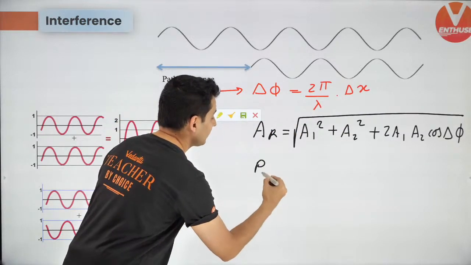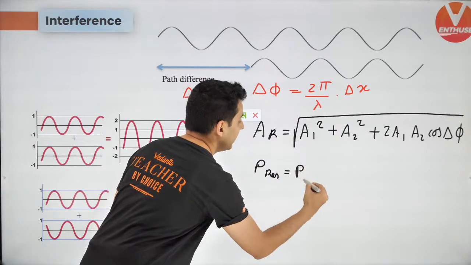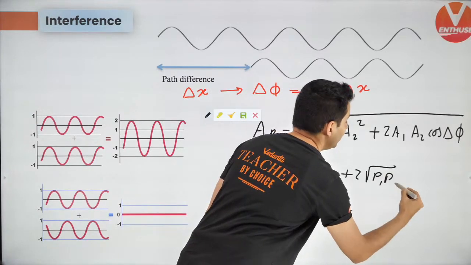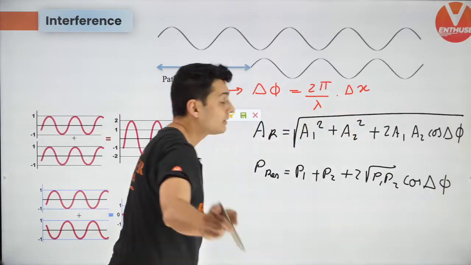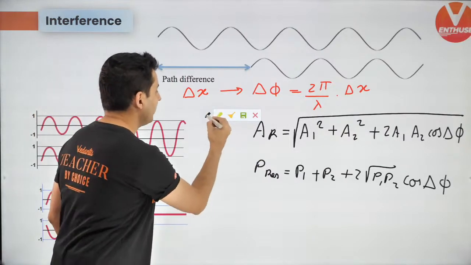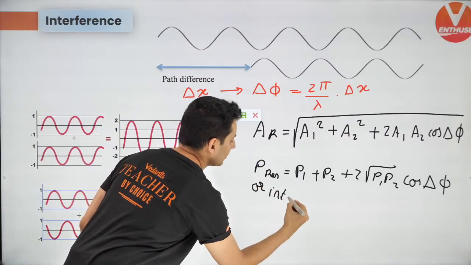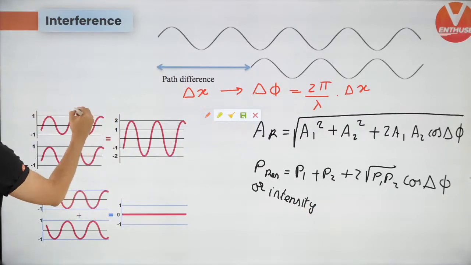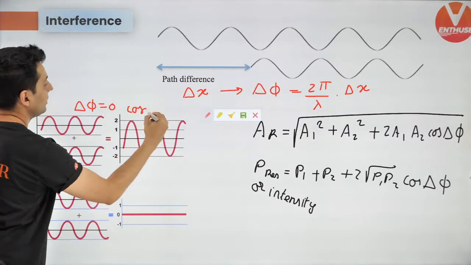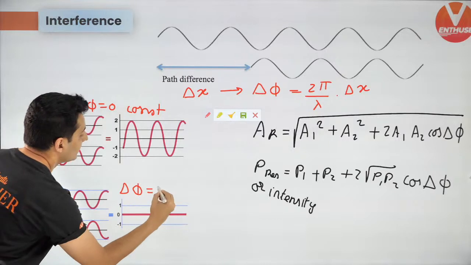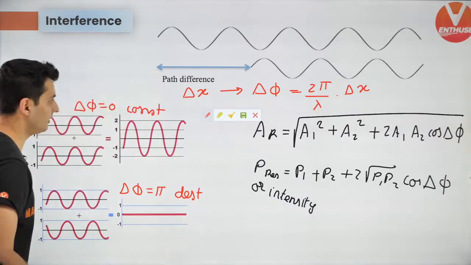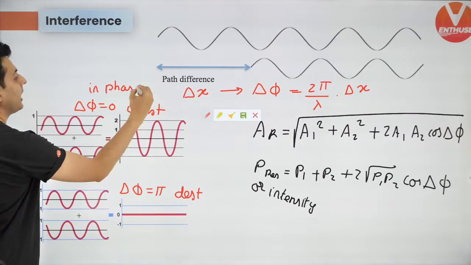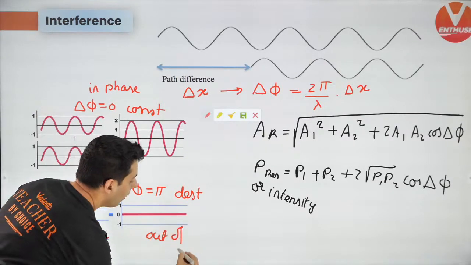And the power of the resultant is P1 plus P2, very different formula, plus 2 root P1 P2 cos del phi. This is the power or intensity formula. You can use it for both. And remember one thing, when del phi is 0, that is called constructive interference. And when del phi is pi, it is called destructive interference. When it is constructive, it is said to be in phase. And when it is destructive, it is said to be out of phase.